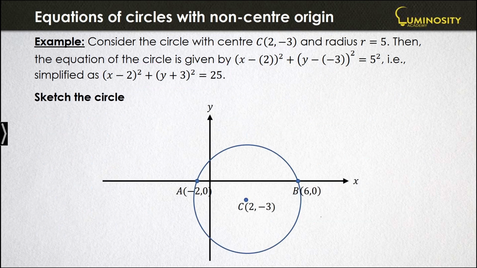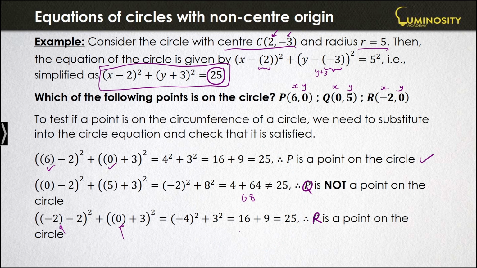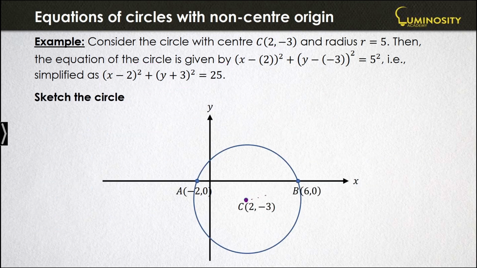Okay, so now consider this example with that center 2, negative 3, and the radius r equals 5. So it's that equation here. They're asking us to sketch the circle. So the circle has that center point, and we already worked out 2 points we were given here, 6, 0 and negative 2, 0. In fact, those are the x-intercepts of the circle. Notice that there are 2 x-intercepts for this circle, and we can also find 2 y-intercepts for that circle if we substitute x equals 0.